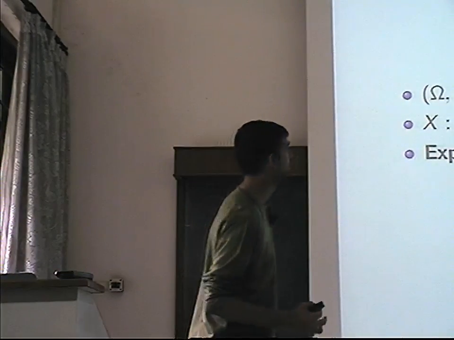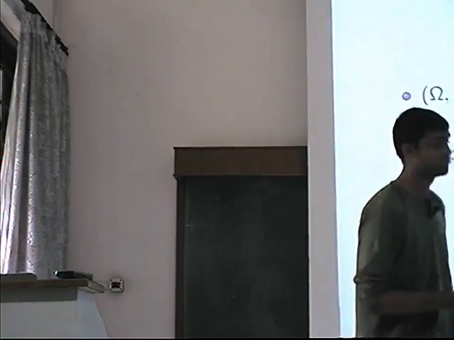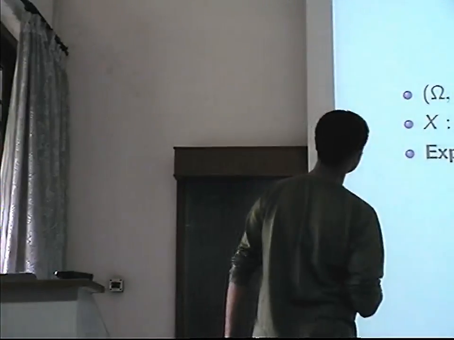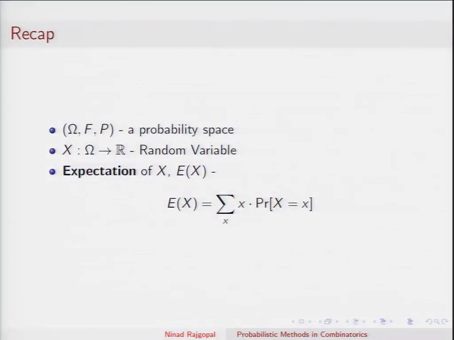I will just refresh your memory just in case. A probability space is a tuple of 3 elements, where omega represents the sample space, which is a set of all outcomes. F represents the event space, which are the set of outcomes which we are interested in, and P is a probability function which maps an event to a real value between 0 and 1.